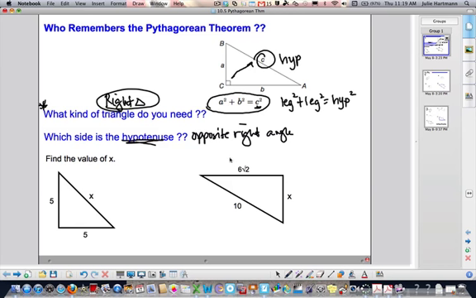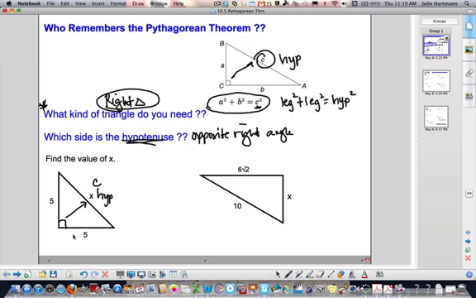Okay, now when do we use the Pythagorean theorem? When we're given a right triangle, we know two sides, and we need to find the third. That's when we use the Pythagorean theorem. So in this first example, across from the right angle, this is the hypotenuse. That's what we don't know, so that's our C.